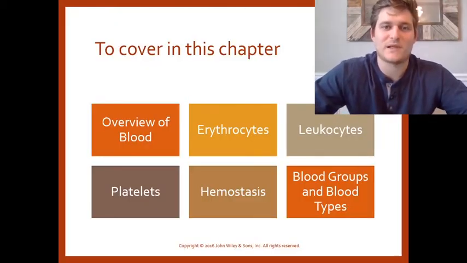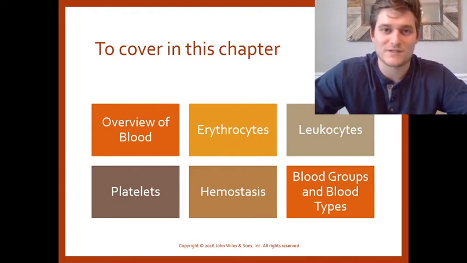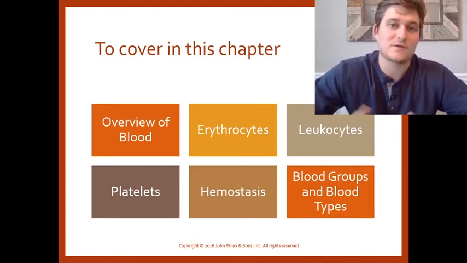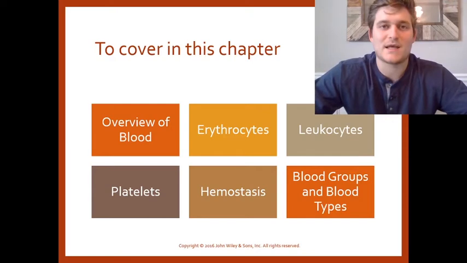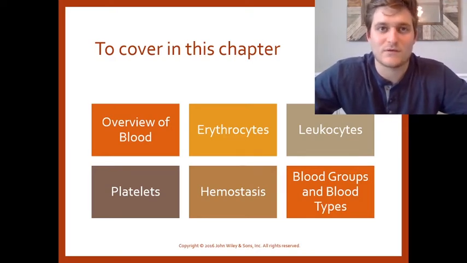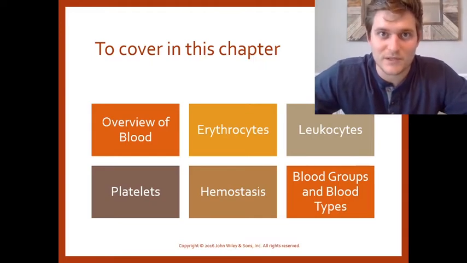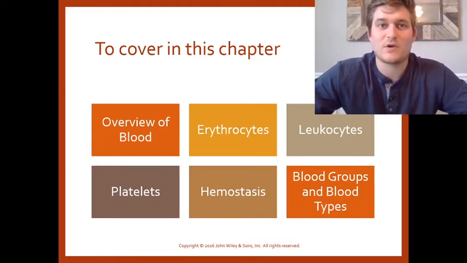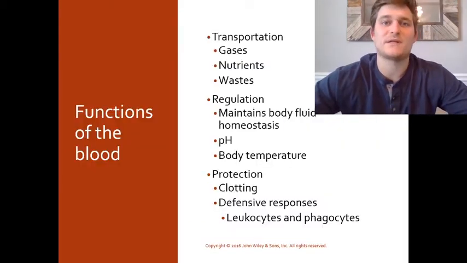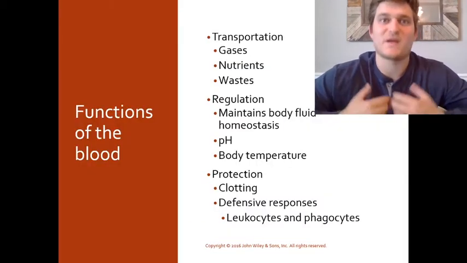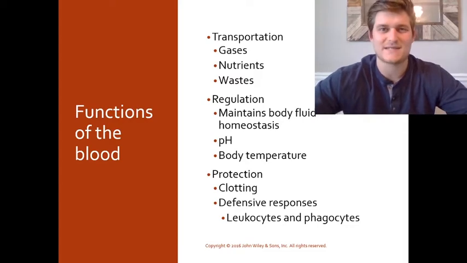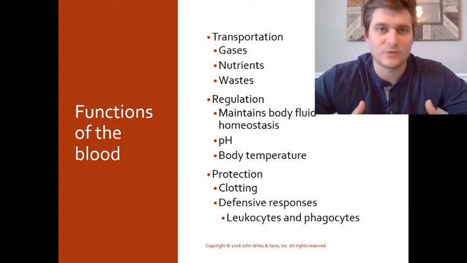different types of blood cells, including erythrocytes or red blood cells, leukocytes or white blood cells, and then platelets. We'll also be talking about certain responses and certain functions that the blood has, and then ultimately what goes into blood groups and blood types. Consider the blood this big pathway, this big waterway that transports gases, nutrients, wastes all throughout the body.